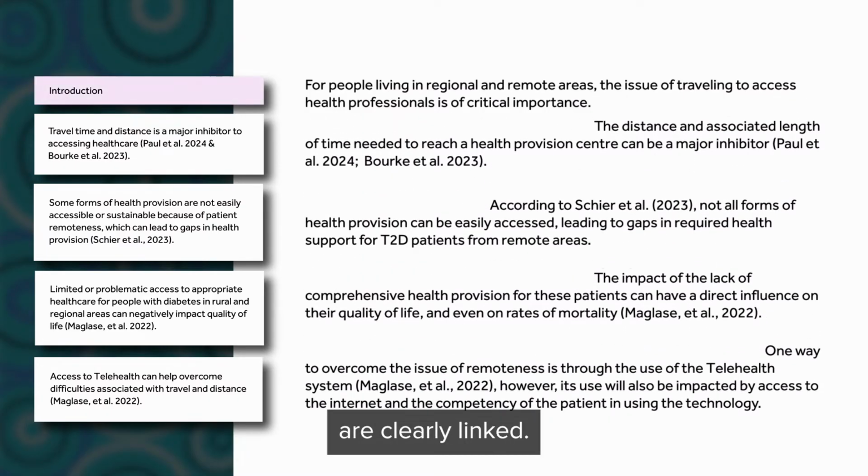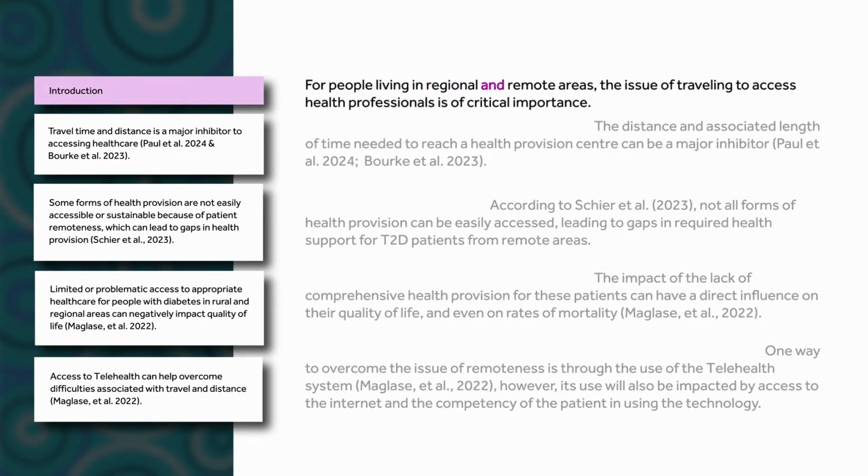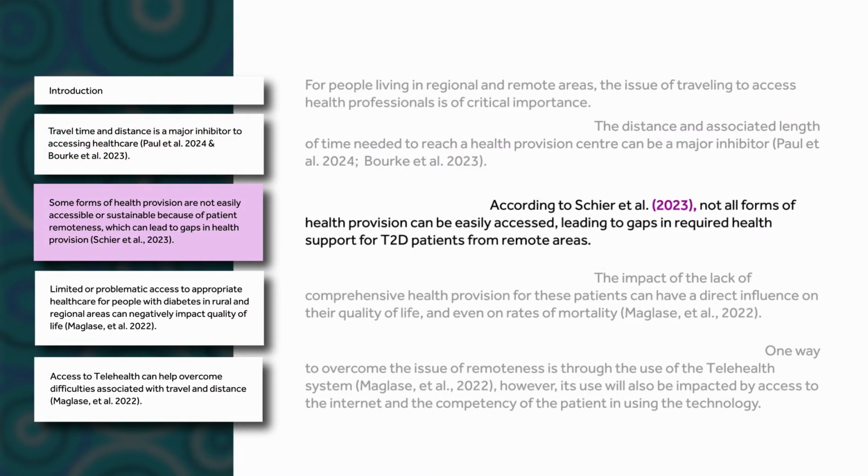And now we need to build them into a paragraph, making sure the ideas and concepts are clearly linked. For people living in regional and remote areas, the issue of travelling to access health professionals is of critical importance. The distance and associated length of time needed to reach a health provision centre can be a major inhibitor. Paul et al. 2024, Burke et al. 2023. According to Shear et al. 2023, not all forms of health provision can be easily accessed, leading to gaps in the required health support for T2D patients from remote areas.